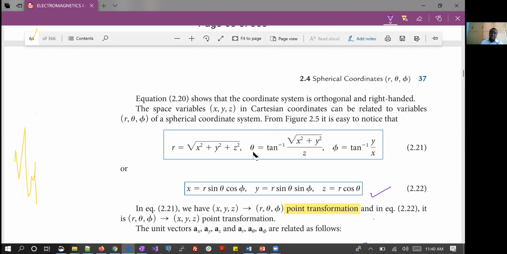Now the idea is to express a point that might have been described in Cartesian coordinate system, and now you want to express it in terms of spherical coordinate system. The first one would be the radius. The radius of that point can simply be given by the square root of x squared plus y squared plus z squared. That works for the radius.